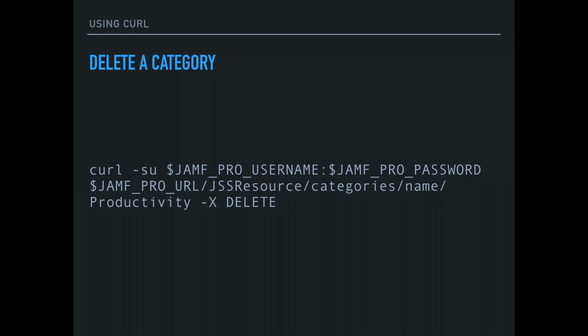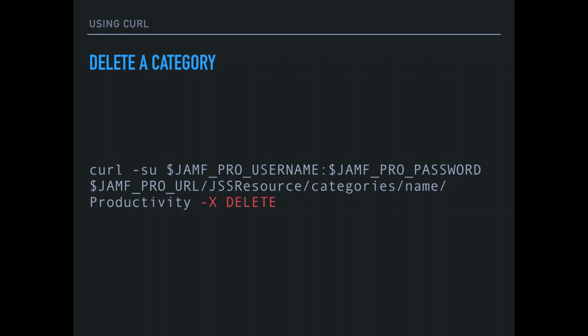Again, you'll see this is very similar to what we had before with the curl, the -su, and all that. So you can delete things by name or by ID number. Like Bryson said earlier, doing it by ID number is probably a whole lot safer than doing it by name. Just to keep things simpler in this class, we're going to just do it by name here. So you'll specify your endpoint, which is JSS resource /categories, then /name/productivity, that's the one we're going to delete.